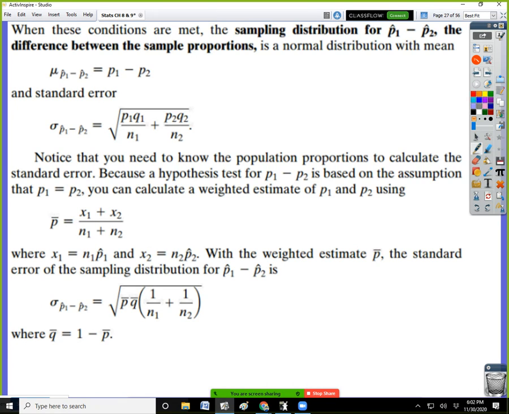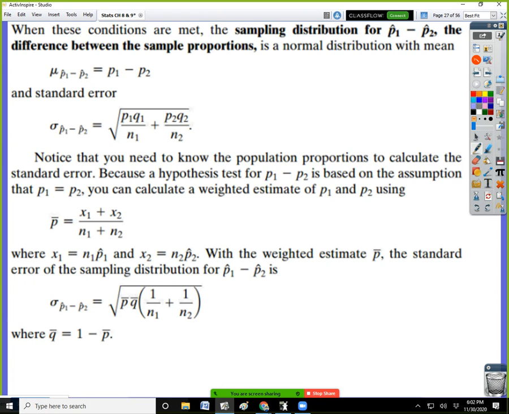Notice you need to know the population proportions to calculate the standard error. Because the hypothesis test for P1 minus P2 is based on the assumption that P1 equals P2, you can calculate a weighted estimate using that. Okay, where X1 is N1 P1 and X2 is N2 P2. Standard error is very similar to what we've had before. Okay, it's PQ times 1 over N1 plus 1 over N2.